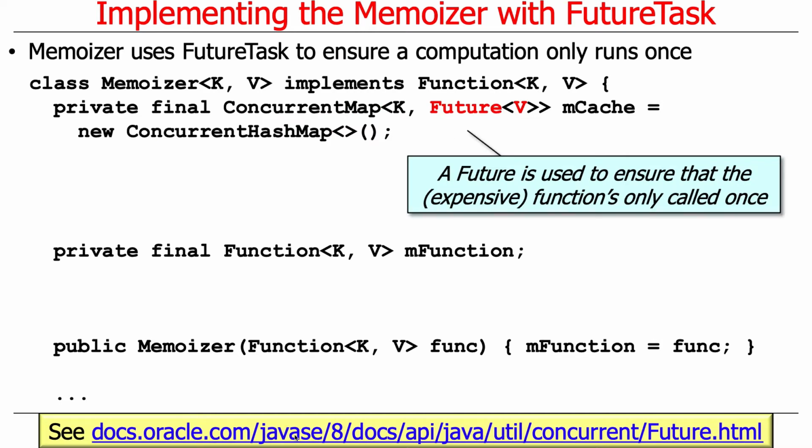Now, before, it was ConcurrentMap<K, V> for the version that used Java 8 ConcurrentHashMap semantics. Now that we're using the previous versions of Java ConcurrentHashMap, we're going to have a different value. And the value is going to be a Future<V>. And this is going to be used to ensure that the expensive function is only called once, no matter how many threads all come in and try to do this at the same time on the same key.